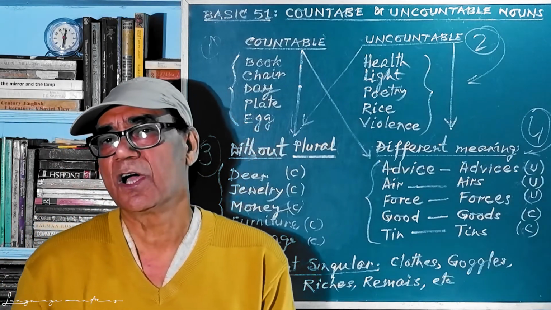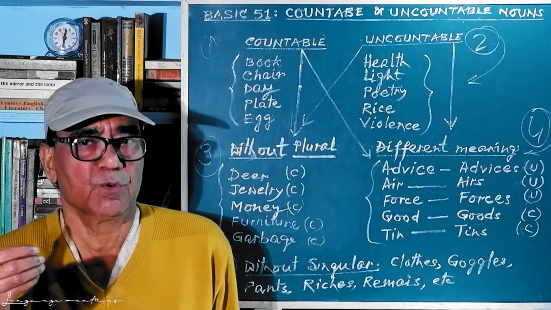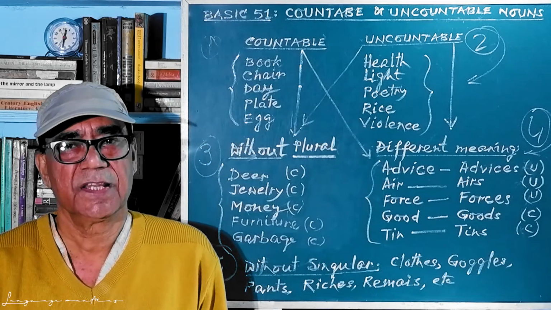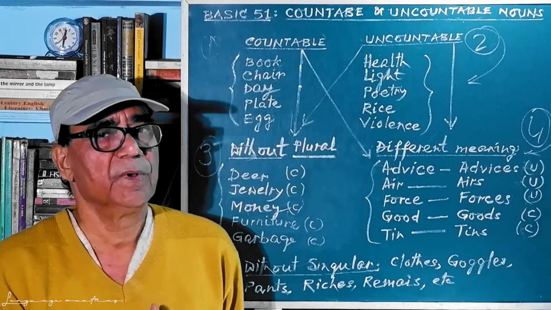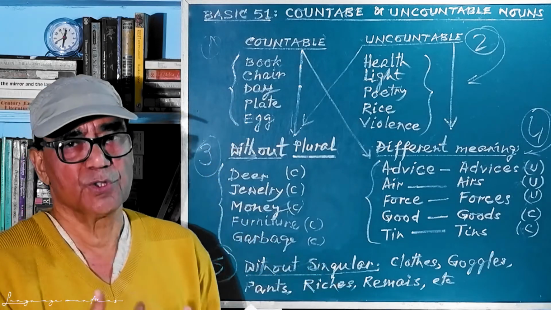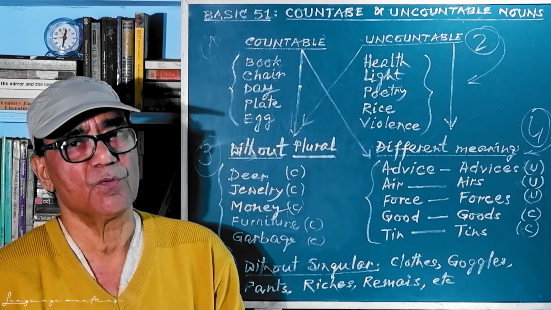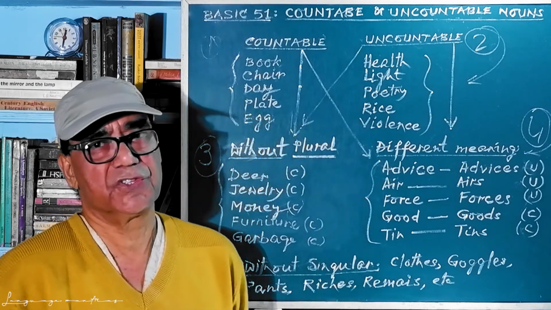And now riches. Riches are those materials that make you rich. So riches, it is always riches. There is no singular form. If you say rich, then it refers to a person, that is an adjective. But riches is a noun.